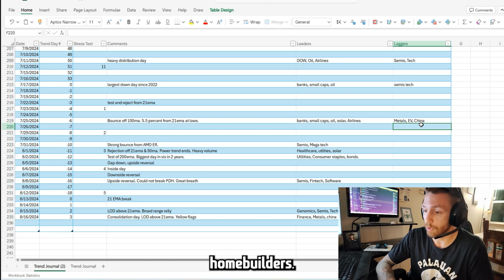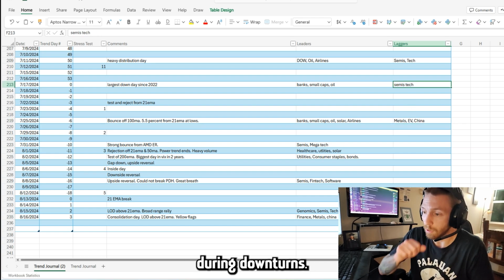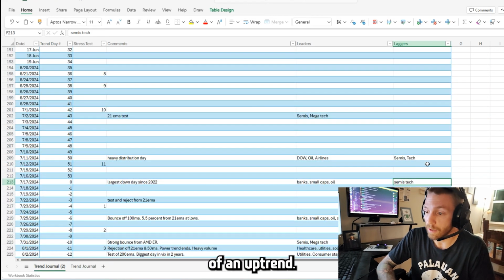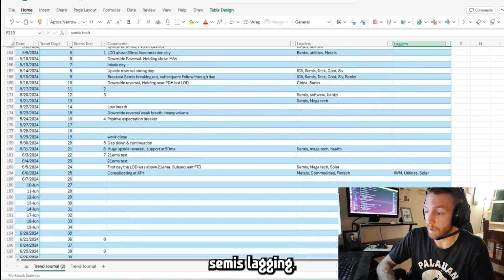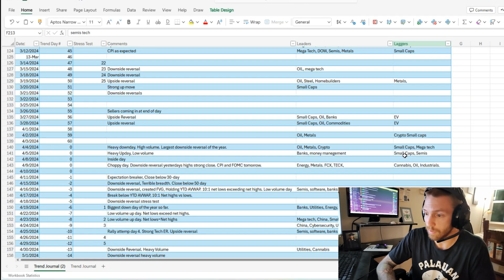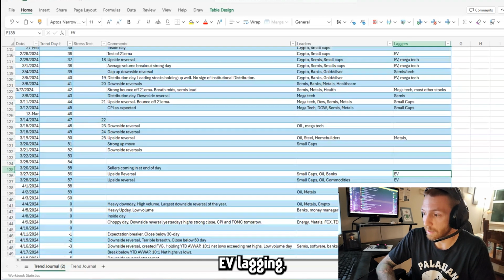Solar energy, home builders, these have been laggers. EV, China, laggers. During downtrends, what do you normally see? You see semis lagging. At the end of an uptrend, what do you normally see? Semis lagging. And if we look back here at the end of some of these other uptrends, semis lagging, EV lagging, small caps lagging.